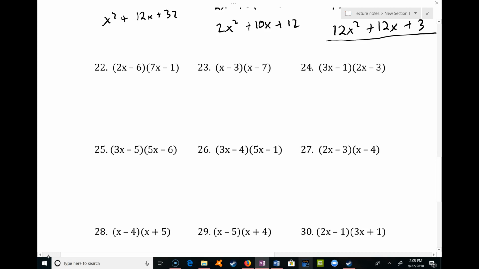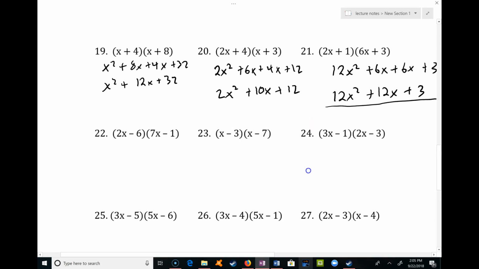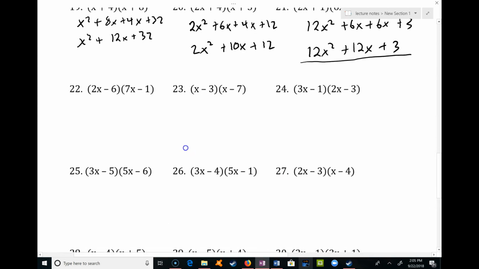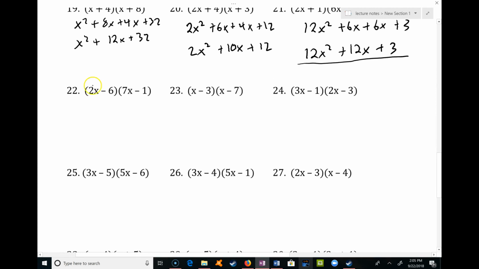So in number 22, as I was saying in the last video, notice that we've been doing binomials with just addition signs, and now we're going to do binomials with just subtraction signs. So we have 2x times 7x is 14x squared. 2x times negative 1 is negative 2x. And negative 6 times 7 is negative 42x. And negative 6 times negative 1 is positive 6. And of course, as always, the middle term adds together, gives me negative 44x plus 6.